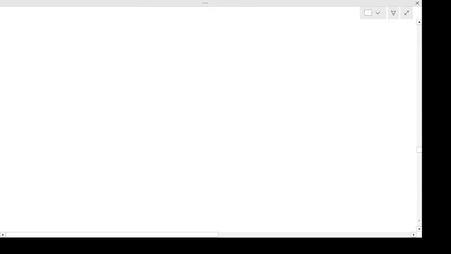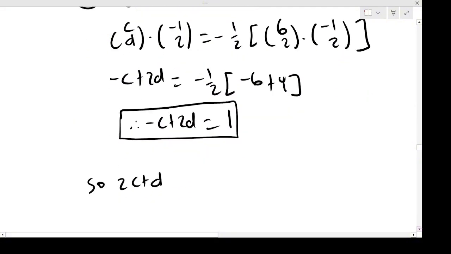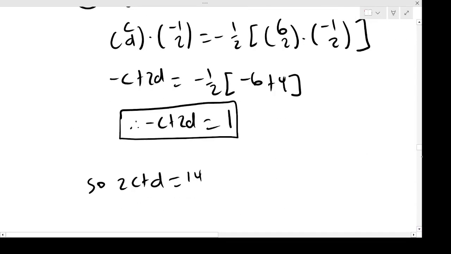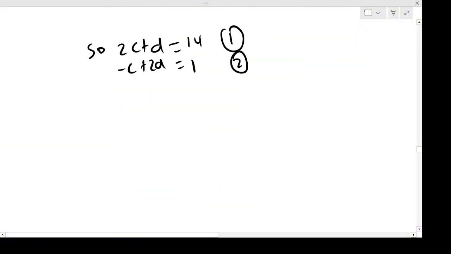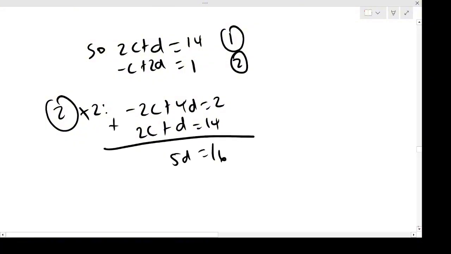And so at that point, again, I've got simultaneous equations. So I have 2C plus D is 14, and also we've got minus C plus 2D is 1. So I'm going to solve these equations simultaneously. Again, it's just GCSE now. To do that, I can double the second equation to get minus 2C add 4D is 2. If I rewrite the first equation, hopefully you can see I can now add these equations to get rid of the C. So 5D becomes 16. Therefore D is 16 over 5.